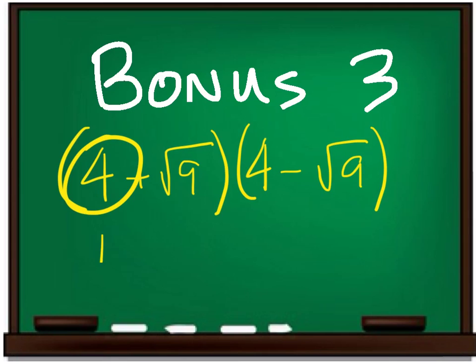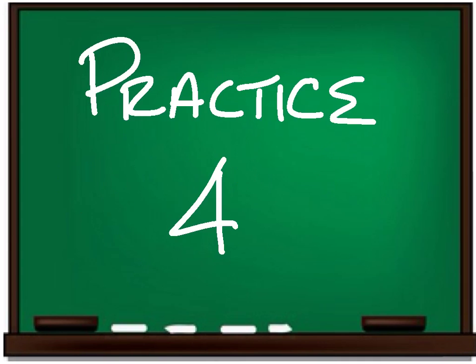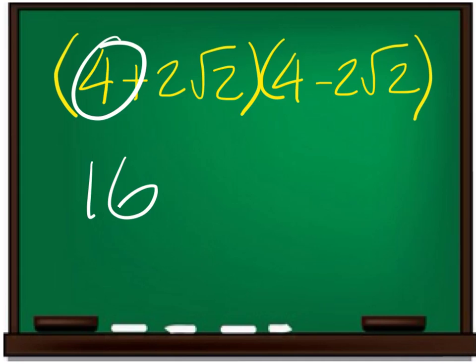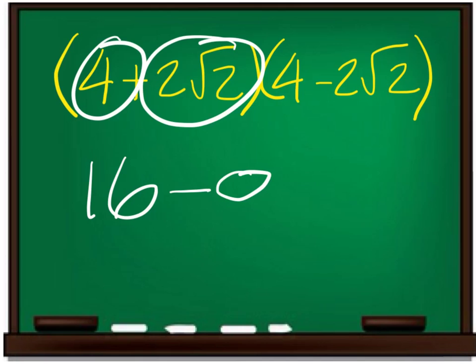Alright, we have 16 minus 9, which is 7. On the practice problem, square this to get 16, put a minus sign down. Square this to get 4 times 2, which is 8. Answer is 8.